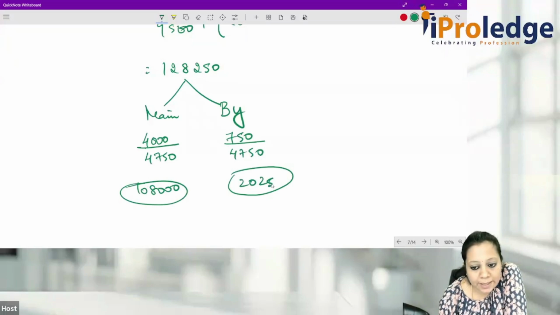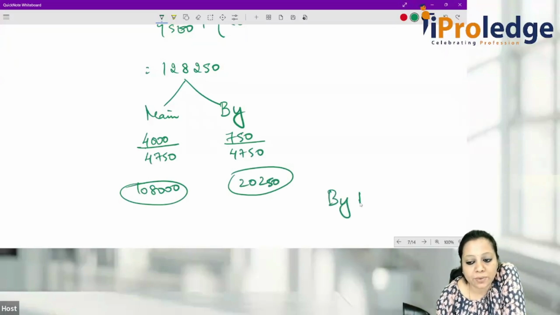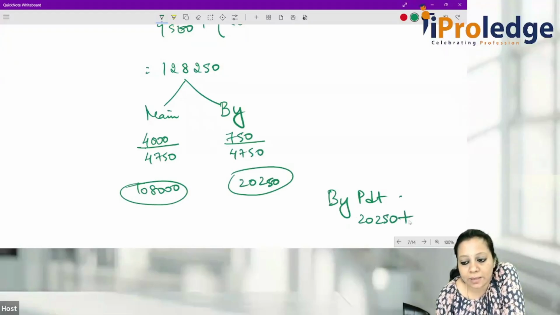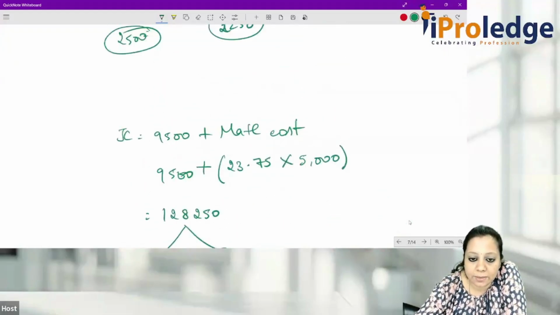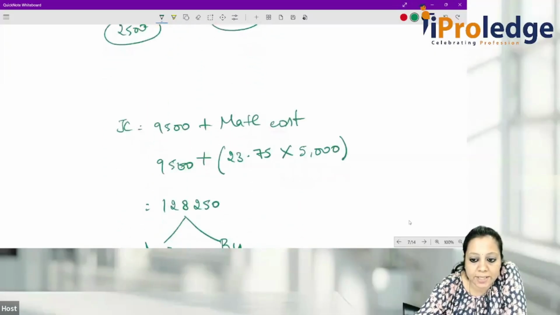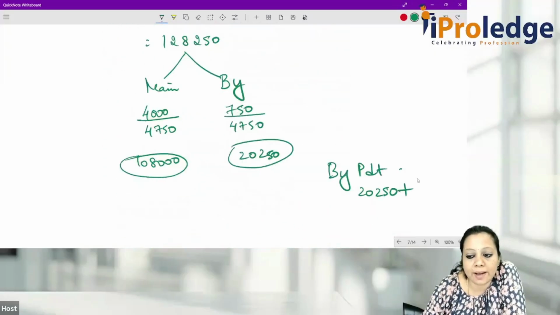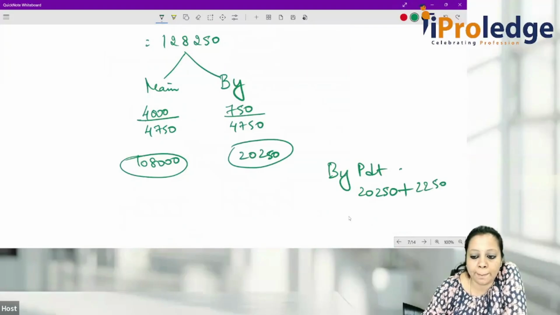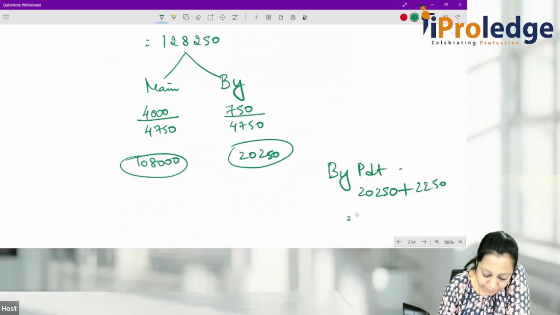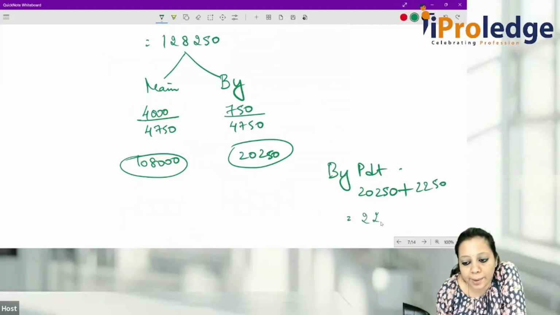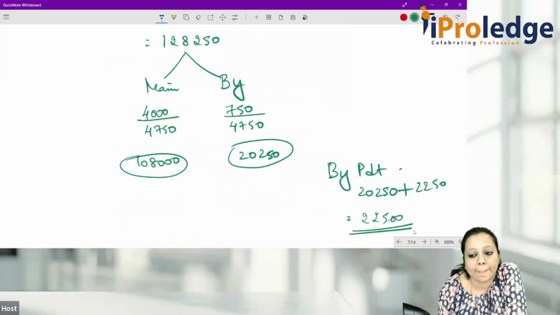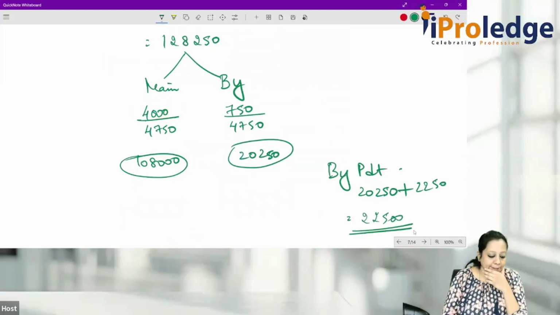For the byproduct, the remaining joint cost is 20,250, plus one more cost was there. What is that one more cost? Power cost 2,250, because they have asked only the byproduct cost here. So 22,500 is the total cost for the byproduct.